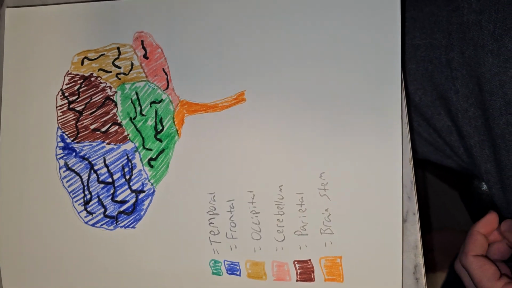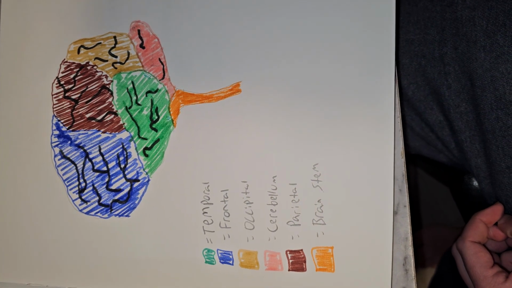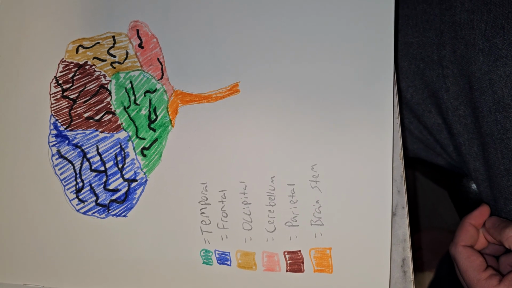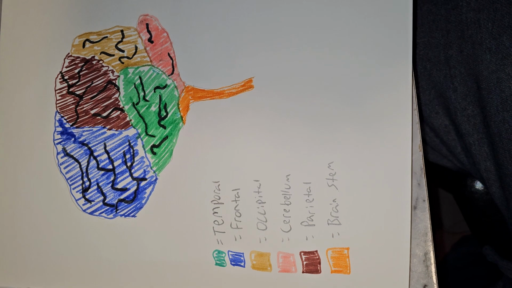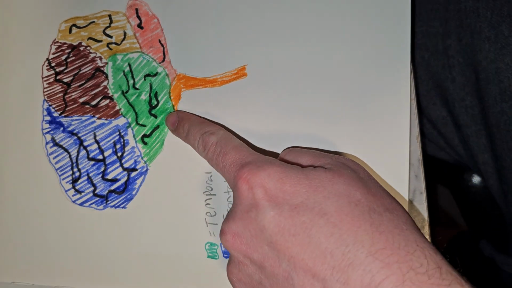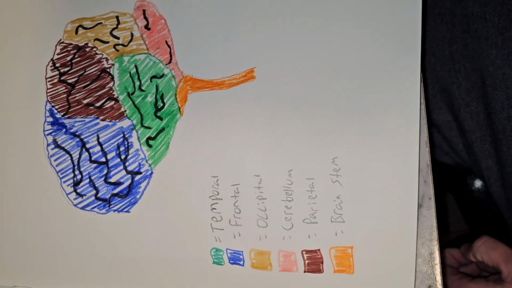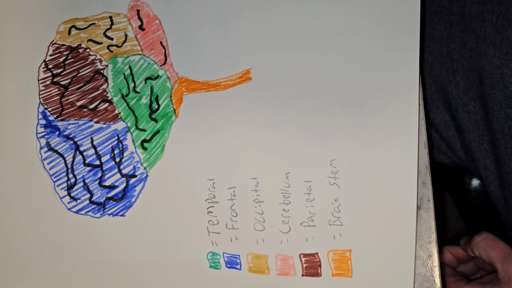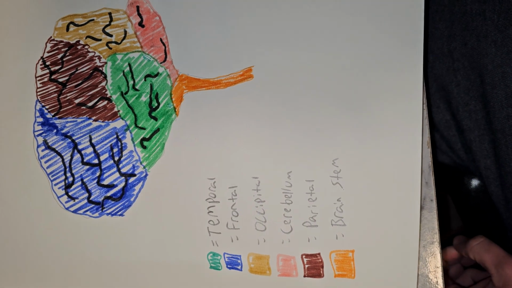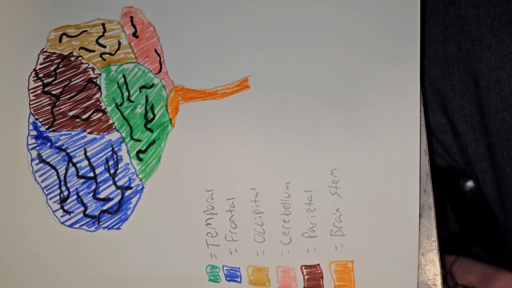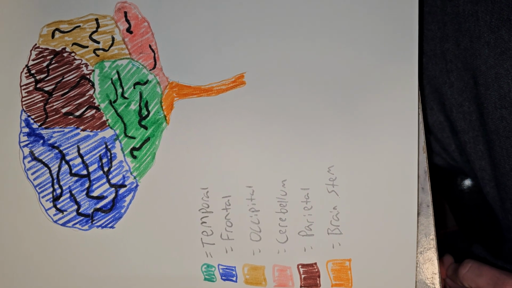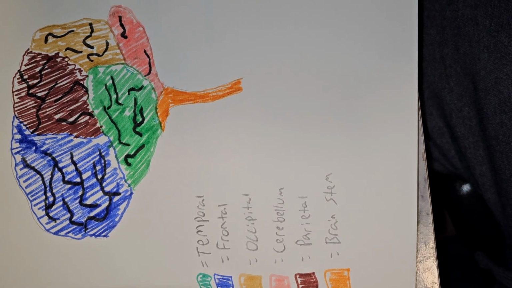Hi class, today I'm going to be talking about the brain and its subregions. So talking about the main regions and then again the subregions here. Starting at the green part here, that is the temporal lobe, and that's paired on the left and the right side of the brain. It's managing your emotions, processing information from your senses, understanding language, and storing or retrieving memories.